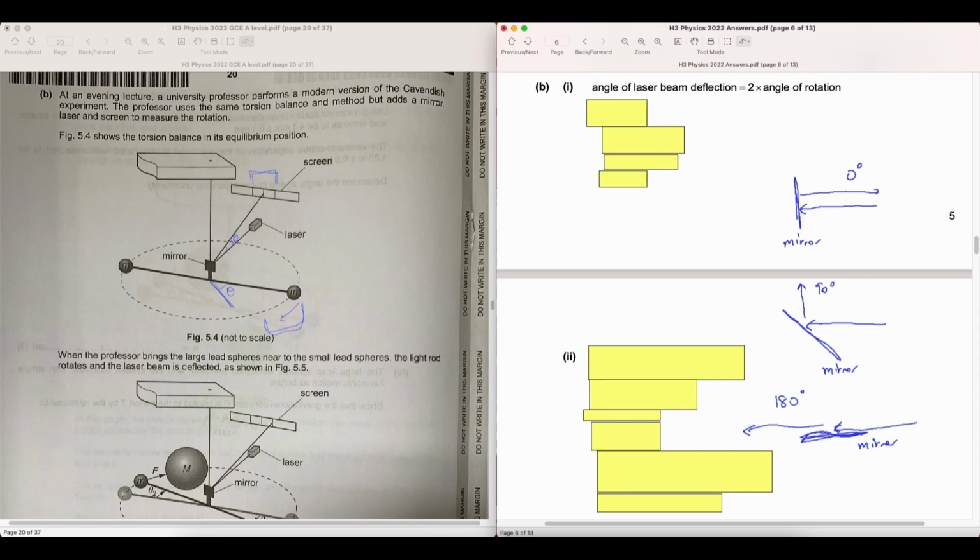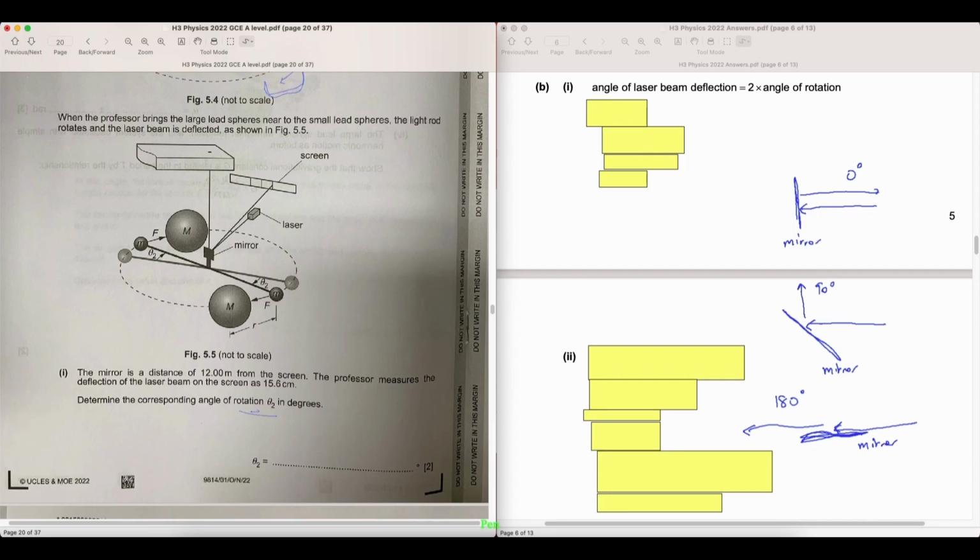Without this expression, everything we calculate will be off by a factor of 2, and the final answer would be off as well. So with that out of the way, you need to find the rotation θ2 of the small masses in terms of how much the laser beam has deflected on the screen. The mirror is 12 meters away from the screen. That gives us this length. And we know that the deflection of the laser beam on the screen is 15.6 cm. That gives us this length.